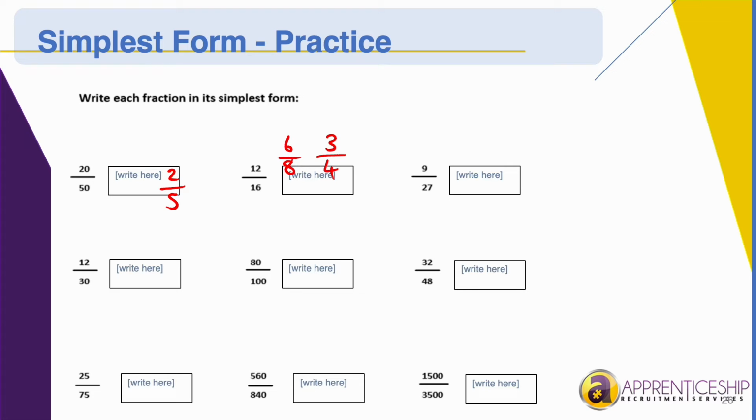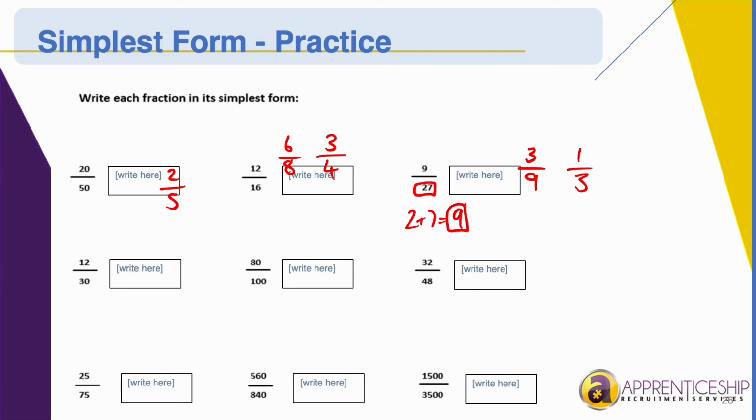Here we've got 9 over 27, not divisible by 2, not divisible by 10, not divisible by 5. So process of elimination, 3. So we do 3 over 9. And again, divisible by 3 again, so 1 over 3. Okay, if you want to know if a number is divisible by 3, you add the 2 digits together. So 2 plus 7 equals 9. If the answer is in the 3 times table, it's divisible by 3. So that's just a tip for you.